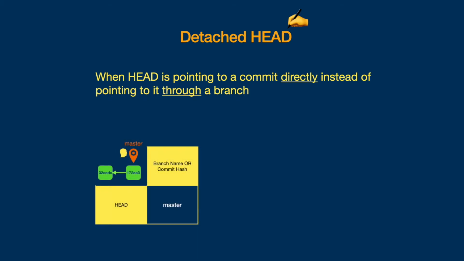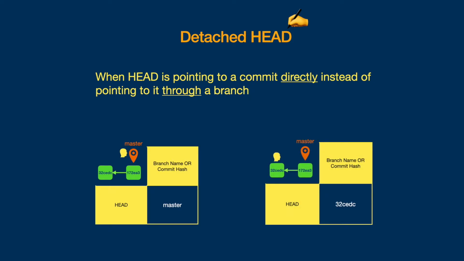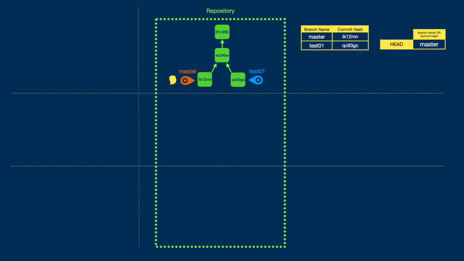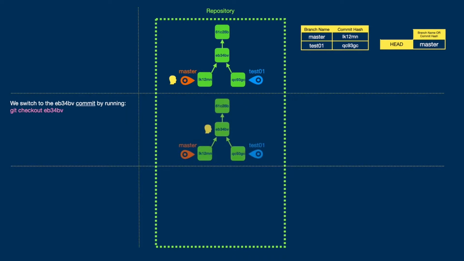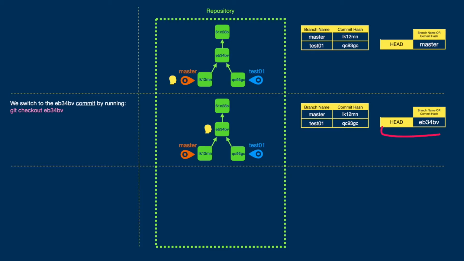Here, head is pointing to master, so it is pointing to a branch and it's attached. Here, head is pointing to a commit and not a branch. Hence, the head is detached. Let's see an example. This is how our repository looks. We want to switch head to this commit, eb34bv. So we run git checkout eb34bv. Head moves here and gets this value.